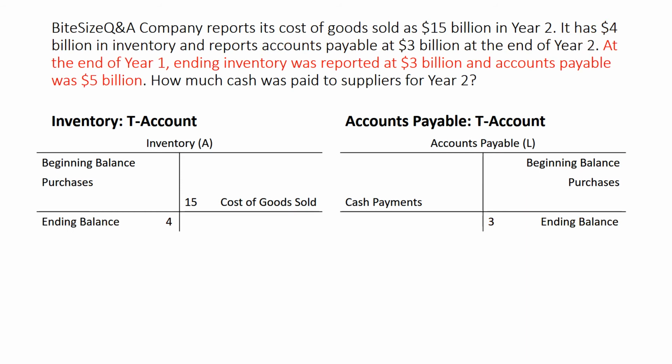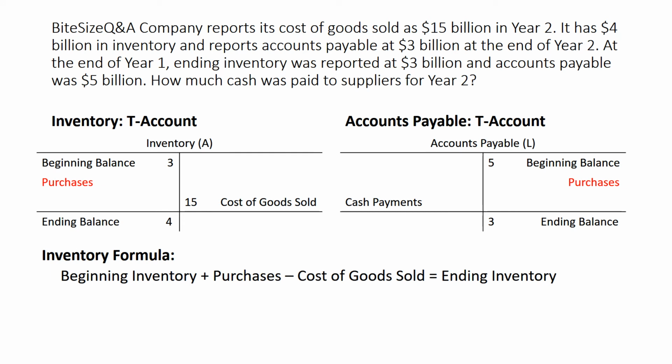At the end of year 1, ending inventory was reported at $3 billion and accounts payable was $5 billion. Remember, ending balance of year 1 becomes beginning balance for year 2. Hence, this is telling us the beginning balance. For inventory, it is $3 billion, and for accounts payable, it is $5 billion.